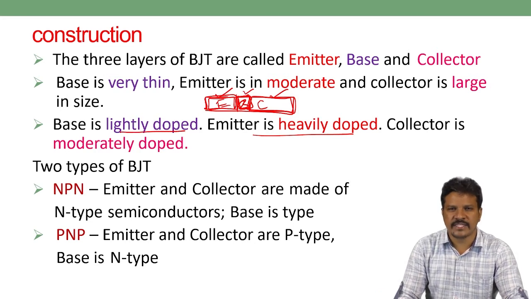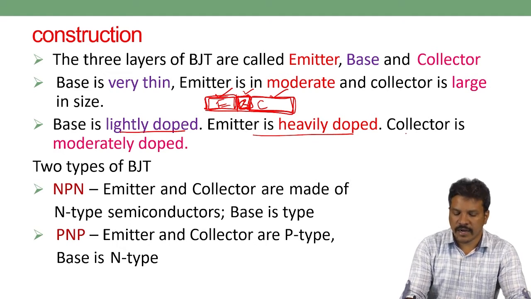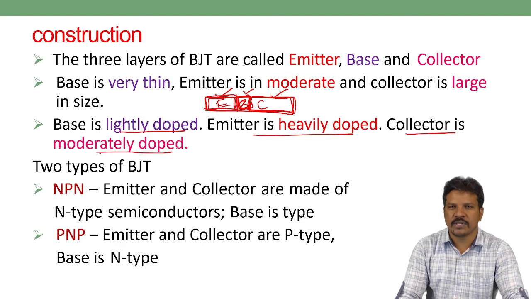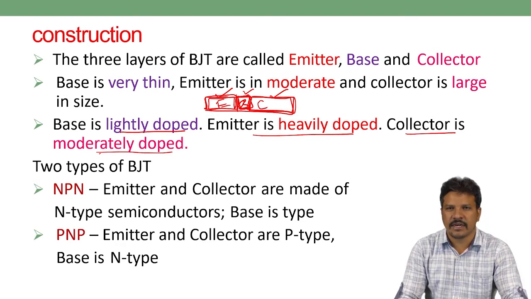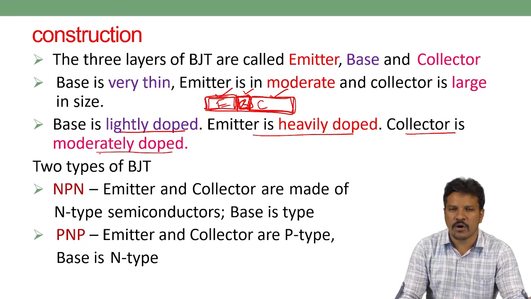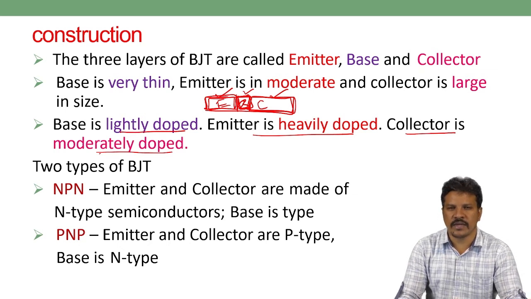That's why if the base is very lightly doped, less recombination takes place in the base region and almost all the remaining charge carriers reach the collector. And the collector is moderately doped. So the charge carriers just pass by the base region and reach the collector. In order to recombine all those charge carriers coming from the emitter through the base, the collector region is moderately doped.